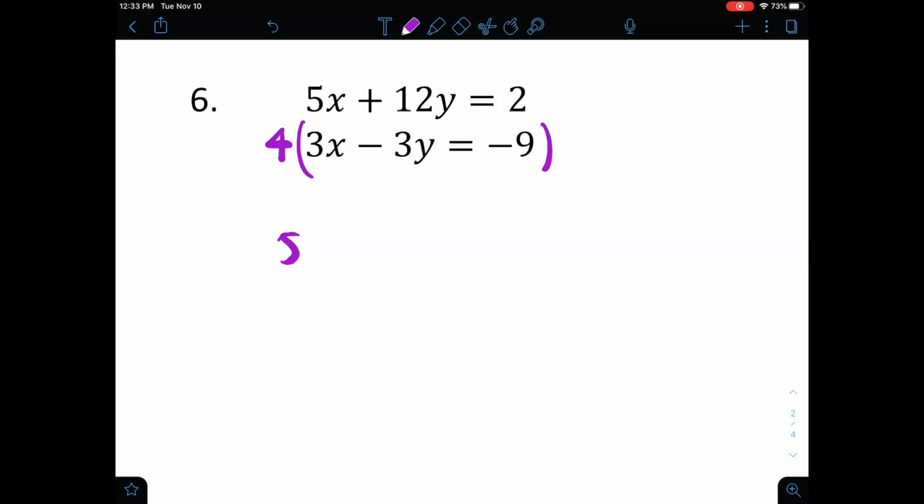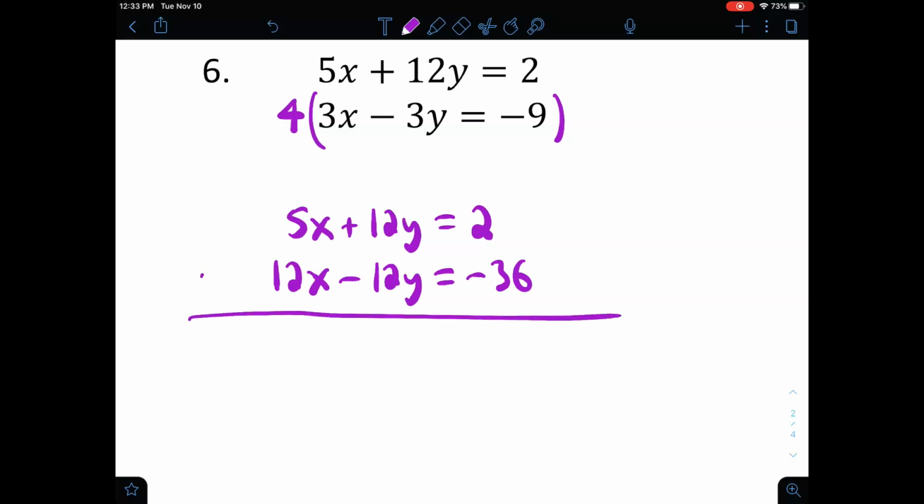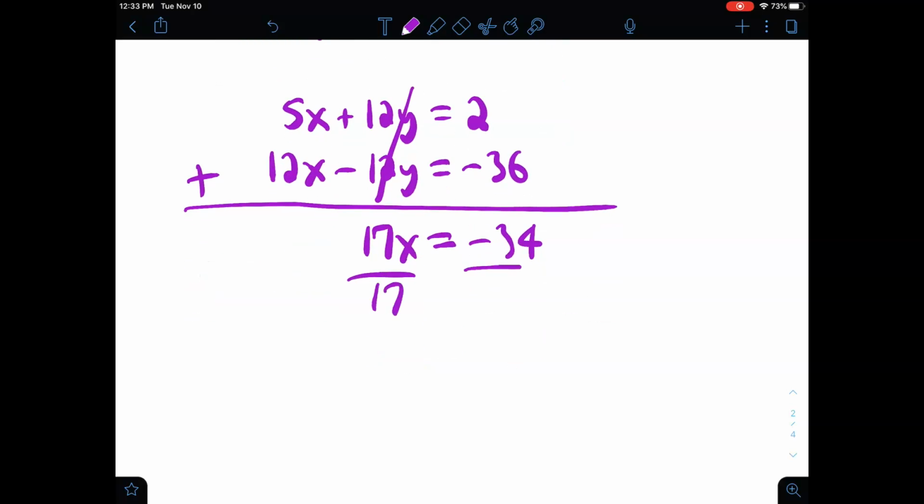So I'm going to rewrite the top equation, 5x plus 12y equals 2, and the bottom equation is going to be 4 times 3 is 12x minus 12y equals negative 36. Now we add straight down. These are going to cancel. We get 5x plus 12x is 17x, and 2 minus 36 is negative 34. Divide by 17. x is going to be equal to negative 2.